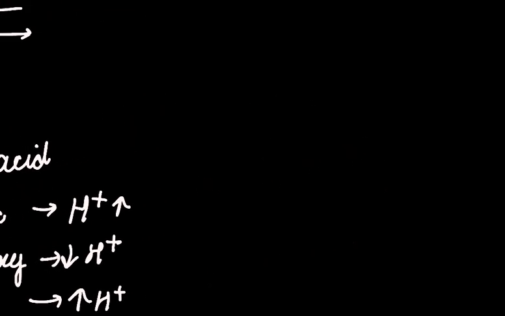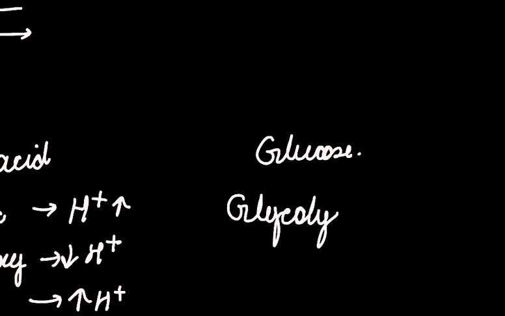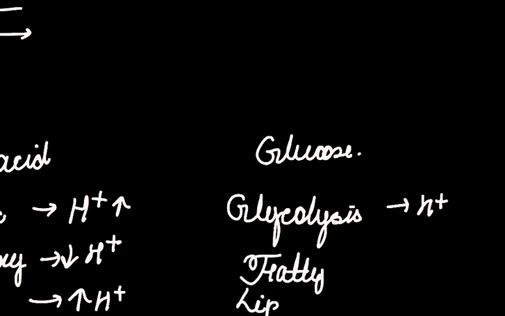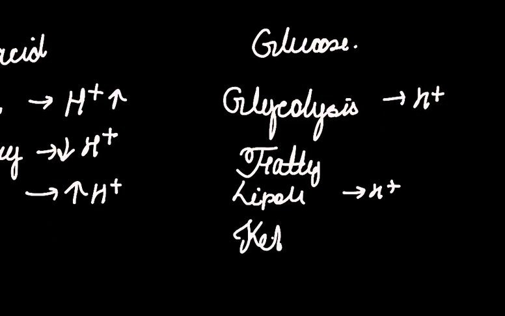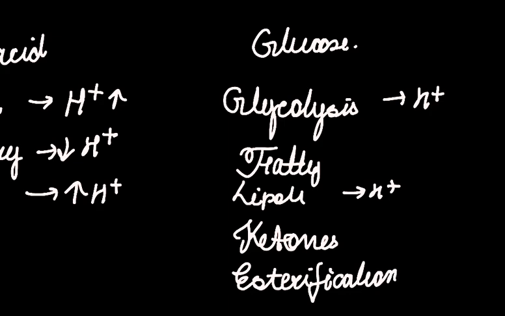Now let's talk about glucose metabolism. In glucose metabolism, during glycolysis, yes, there is a formation of H plus, isn't it? If there is lactic acid formation, there is even more formation of H plus. In fatty acid metabolism, if you are doing lipolysis, there is generation of H plus. If you are doing formation of ketones, there is generation of H plus. But during utilization of ketones, the H plus are utilized. During esterification of our fats, in this case H plus would decrease.